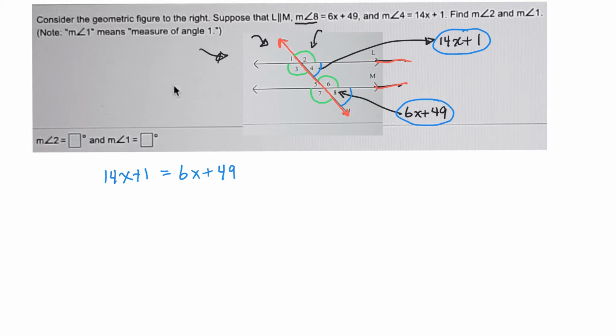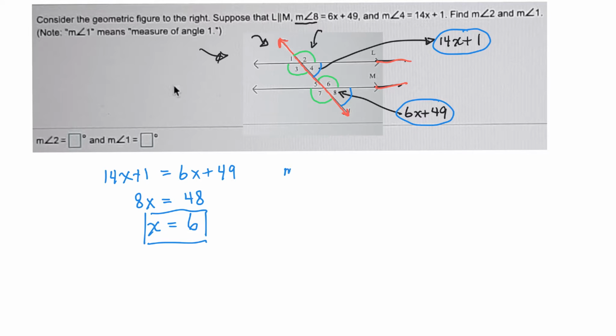I'll solve it. I'll bring the 6 over to the other side. I think that'll be an 8x. Take the 1 to this side, and that'll be 48. You can do the math there. I think that's correct. Divide both sides by 8, and you'll come up with 6. Now, 6 isn't the measure of the angle, but they're saying that x is 6.